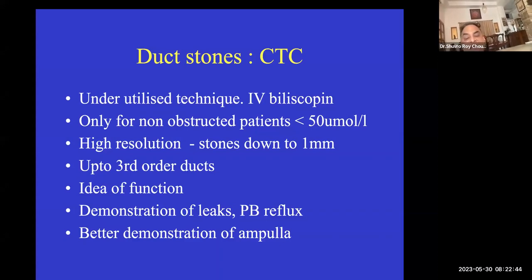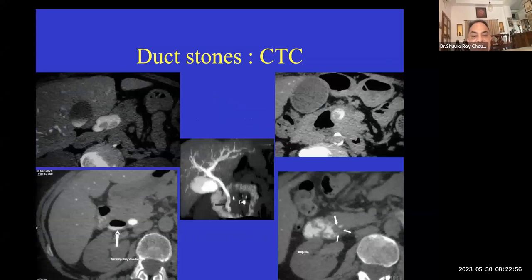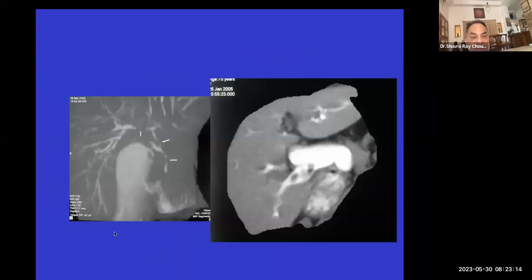It told you about leaks and pancreatic biliary reflux, and it showed much better the ampulla, because as I said, there is loss of visualization of the ampulla on MRCP. So these are my old pictures from CT colonoscopy, but you can see the bile duct visualization and lack of filling here consistent with stones. And you can see the stone as a filling defect, right? You can see all sorts of pictures. So I'm not going to talk much about this. These are all CT colonoscopy pictures. You can see intrahepatic stones as well.